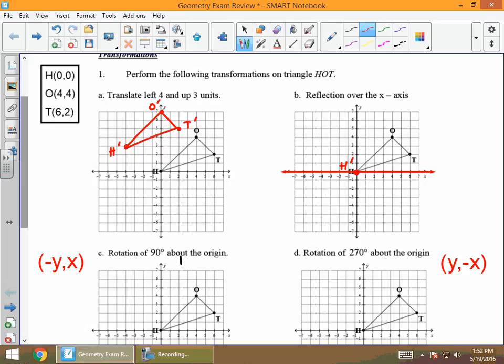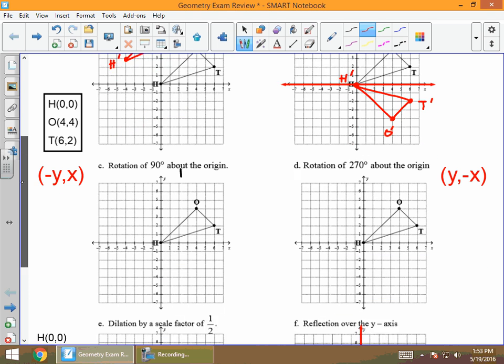As I look at O, O sits 4 units above the x-axis. So I will flip this 4 units below the x-axis. So I'm counting down. 1, 2, 3, 4 away. T is sitting 2 above the line. 1, 2. So I'll flip it to 2 below the line. And then I connect my dots. H prime, O prime, T prime. So that is a reflection over the x-axis.